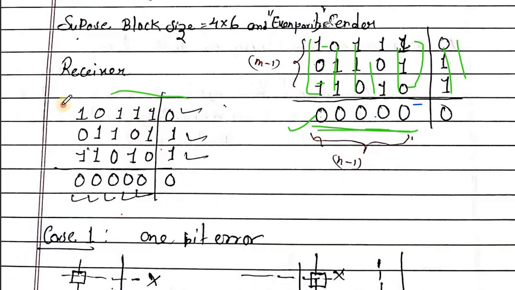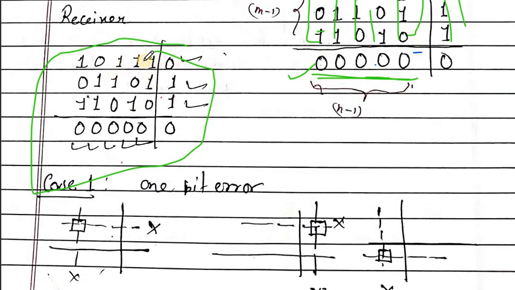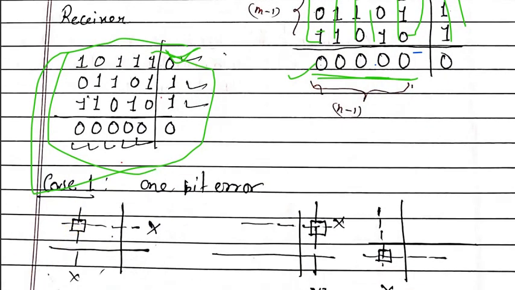Now the receiver will receive this matrix. If the receiver receives a correct matrix with balanced parity bits, then it will accept the matrix. But what happens if the receiver receives an error or corrupted matrix? Then how will the receiver process that matrix?